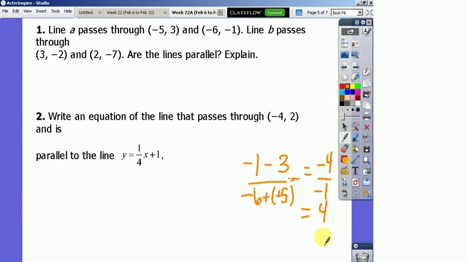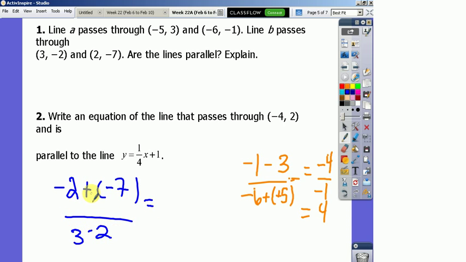Alright, so for the next one, we're going to do the same thing with those next 2 points. Negative 2 minus negative 7 divided by 3 minus 2. We have 5 over 1. Are those parallel? No. Why? Because the slopes are not the same. Great.